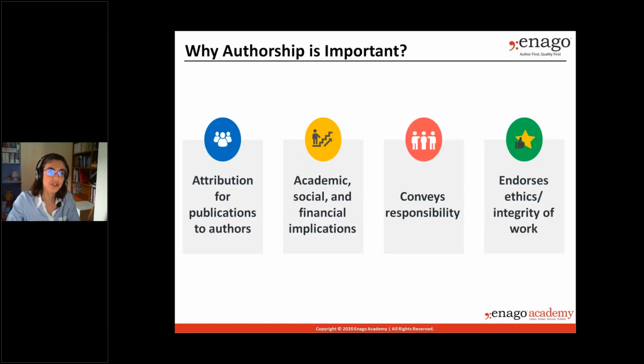So why is authorship important? It's important because it's a way to give attribution for publications to authors. It has important academic, social, and financial implications. It's a way to convey responsibility for what is being published, and of course, it's a way to endorse the ethics and integrity of the work.